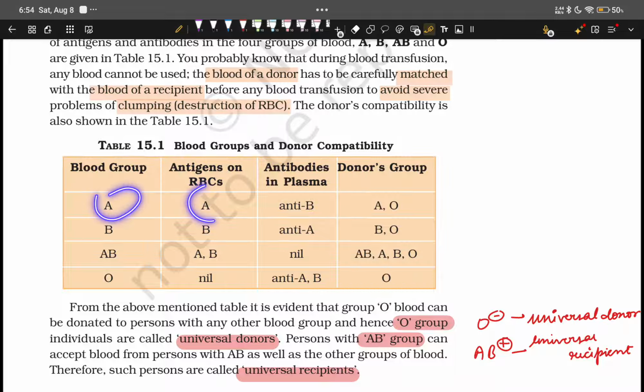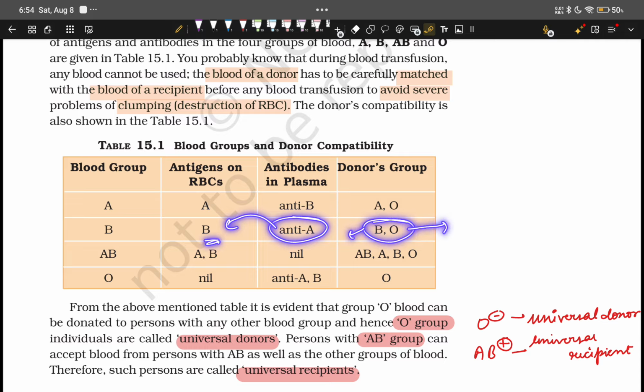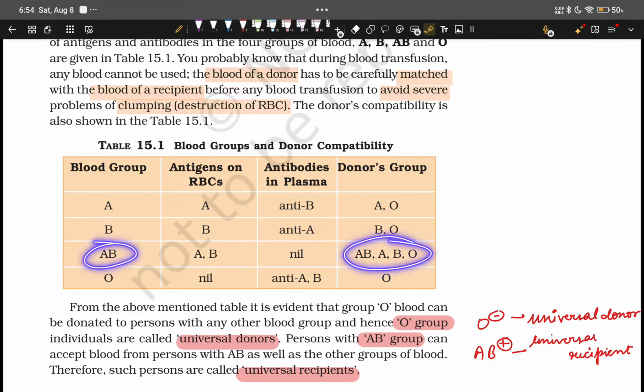Now for A, it has A antigen, A blood donor also has A antigen, and O blood donor has no antigen, so it can easily give it. Now if we talk about B blood group, it has anti-A antibody. Why? Because anti-A antibody cannot destroy antigen B, right? And donor B has antigen B and donor O has no antigen, so both of them can be given to the blood group B.